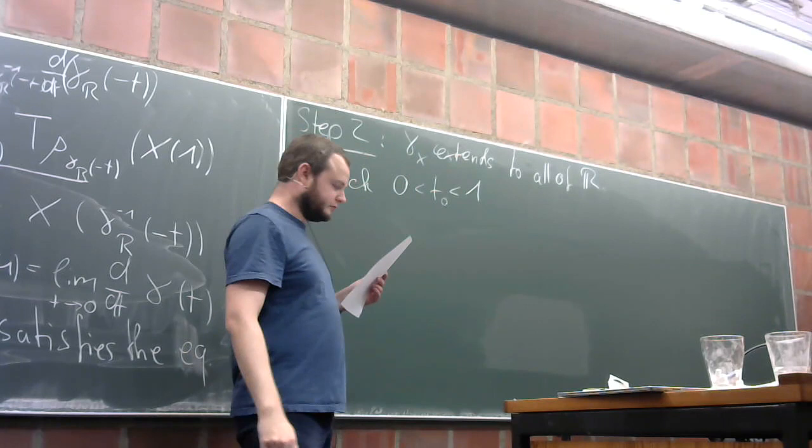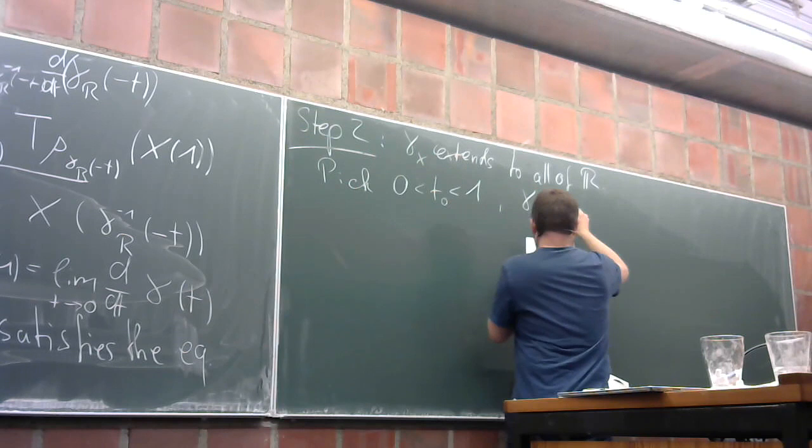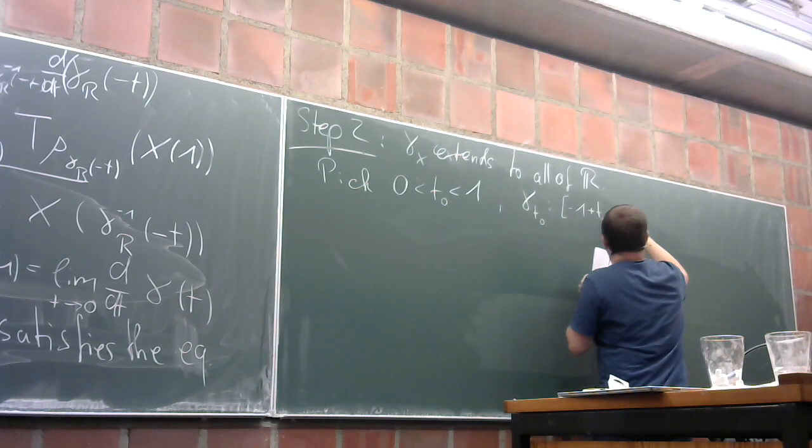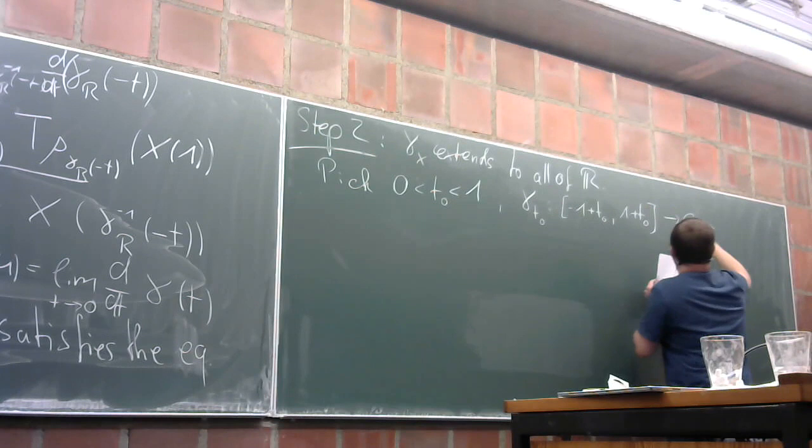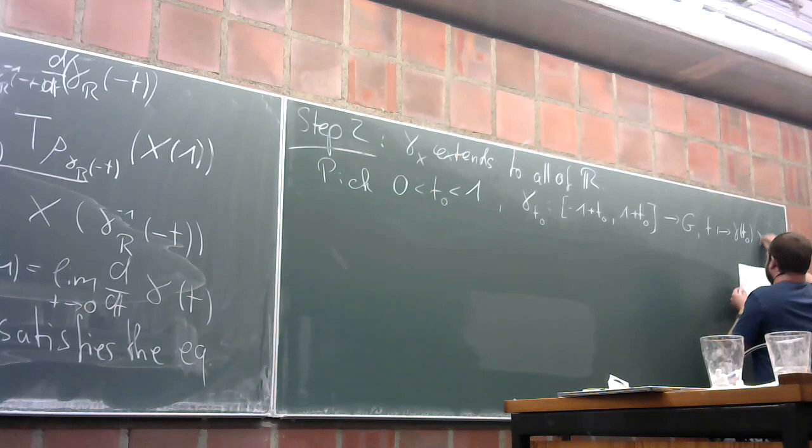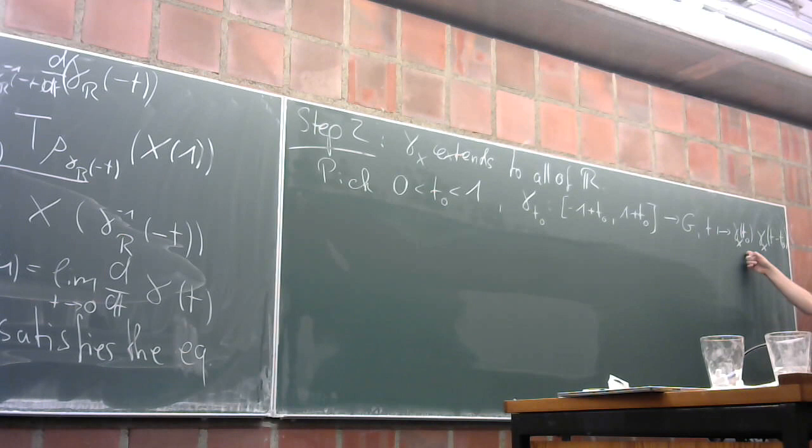So let's define the curve gamma t naught as something living on minus 1 plus t naught, 1 plus t naught, going to G, which sends t to gamma of t naught times gamma x of t minus t naught. And this is now the classical one. More or less I have shifted this whole affair. So when I insert t naught into this guy, what we get is the identity.